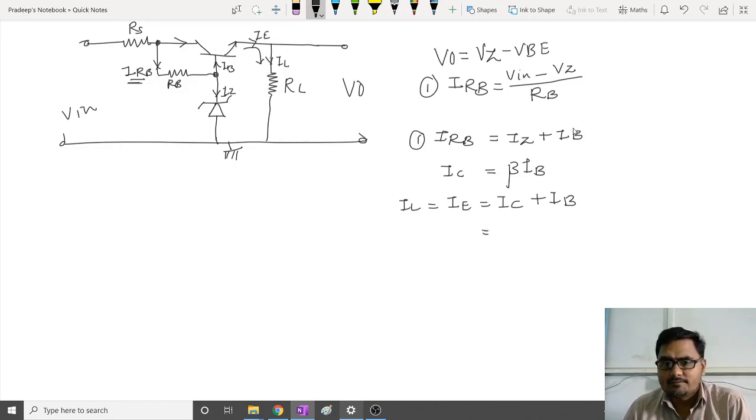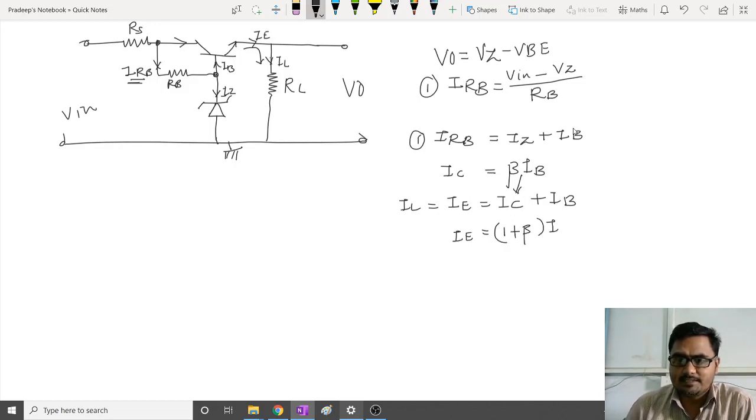Now what is the value of IC? IC is equal to beta IB. So if I put IC equal to beta IB in the equation of IE, then I can write IE is equal to 1 plus beta multiplied by IB. So this is a well-known transistor equation.